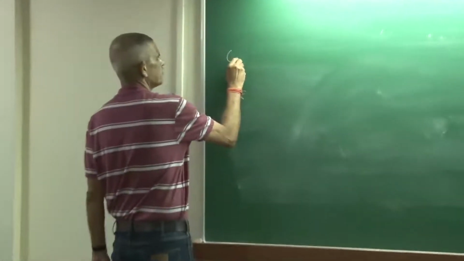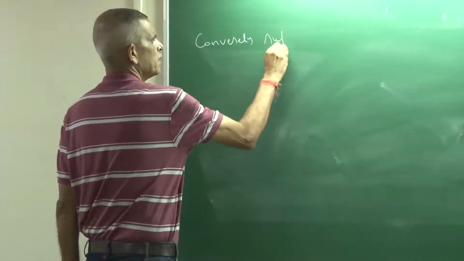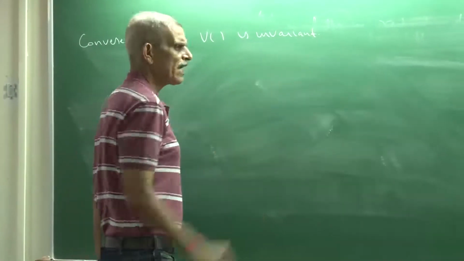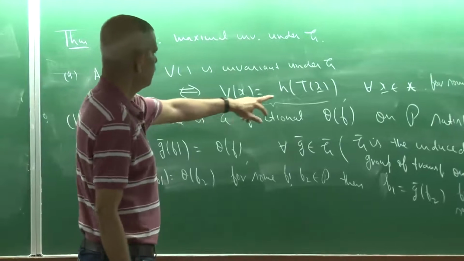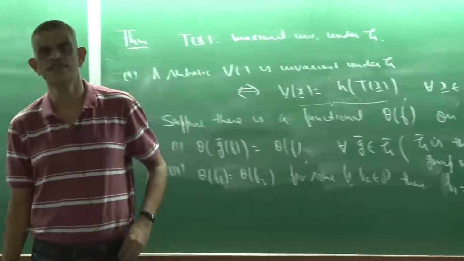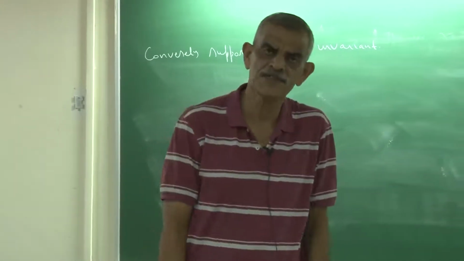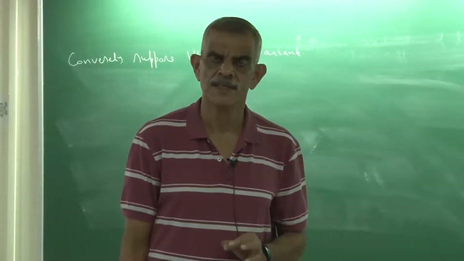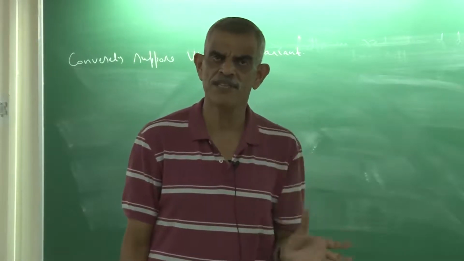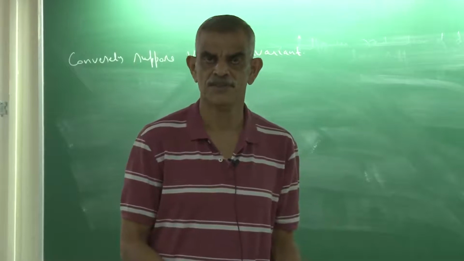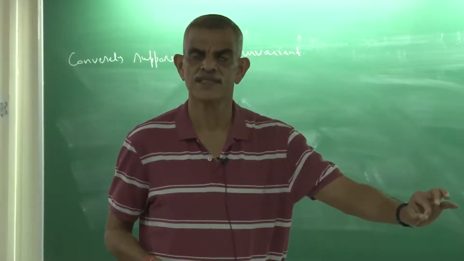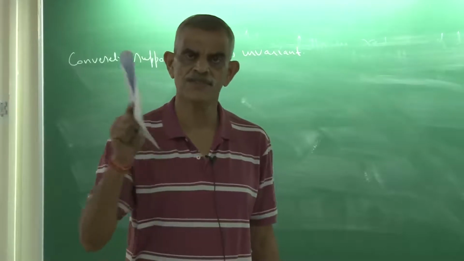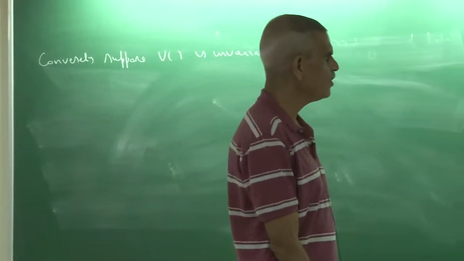Conversely, suppose V is invariant. What do I have to show? If V is invariant, I have to show that V is some function of Tx. Now to show that, or in general, when you say that f is a function of x, what does that mean? That means if x1 is the same as x2, then f of x1 has to be the same as f of x2. Or in other words, the same point cannot go to two distinct points.